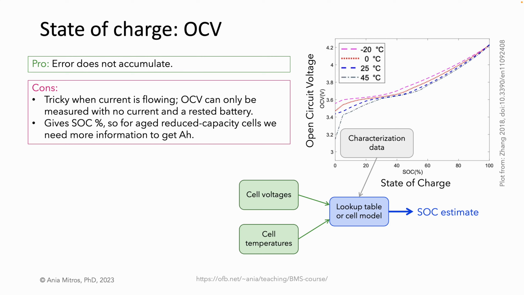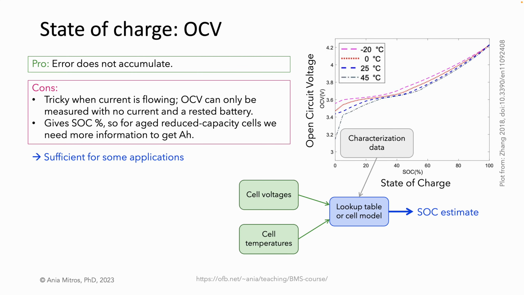A second caveat is that this method gives us state of charge as a percentage. To tell the user how far they can drive their car or fly their drone or operate their house, we need amp hours. If the cell is aged, its total capacity may be significantly smaller than its original nominal capacity. So we need some secondary source of information to accurately translate percent to amp hours.